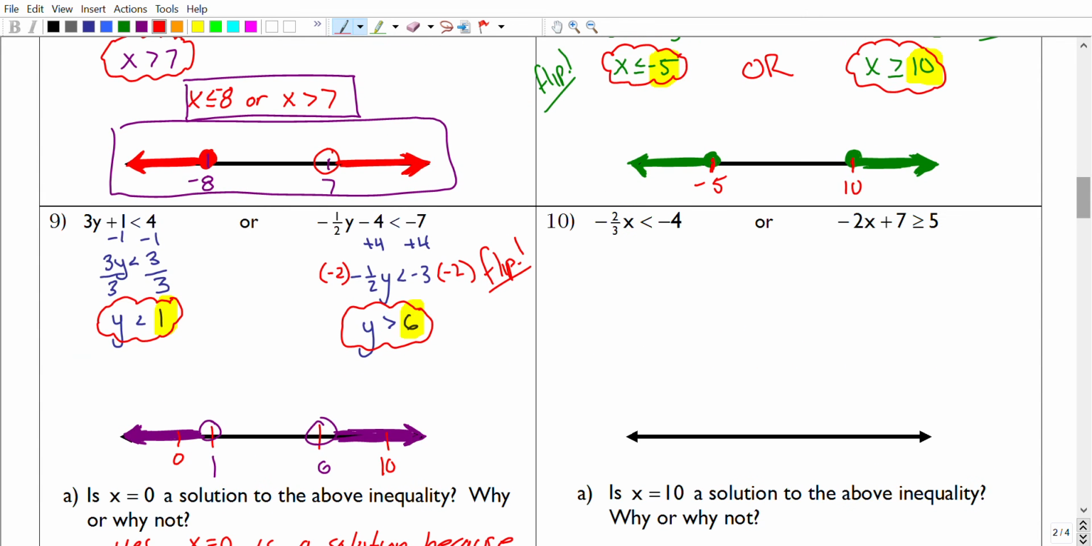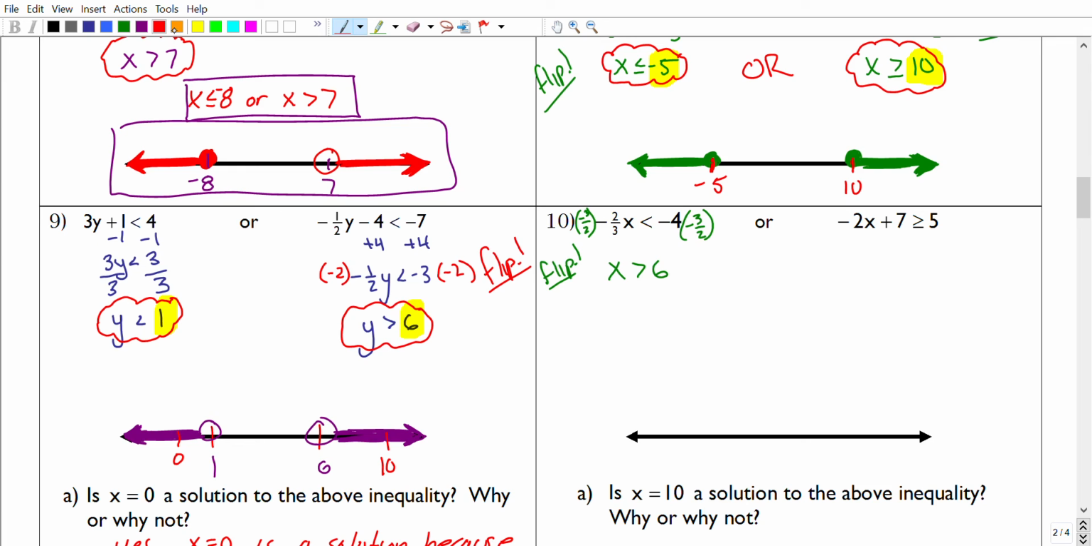So let's go ahead and look at number 10. Let's solve this inequality. How do we get rid of this negative 2/3 in front of the x? Well, we multiply by its reciprocal, which in this case would be negative 3/2. Because we're multiplying by a negative, we have to flip. So it's x is greater than, well, negative 4 times negative 3/2 is a positive 6.